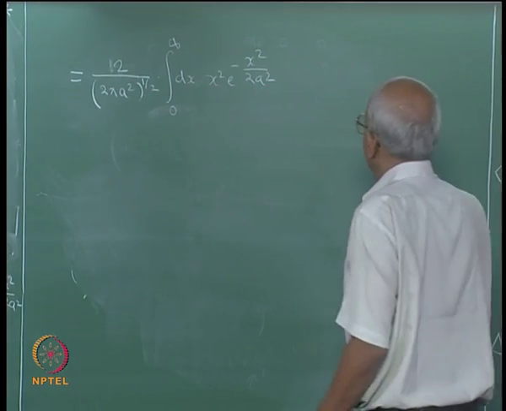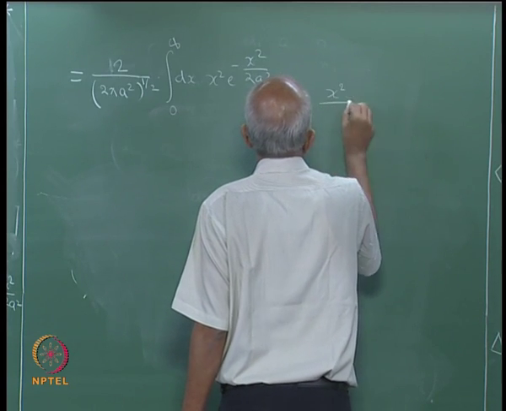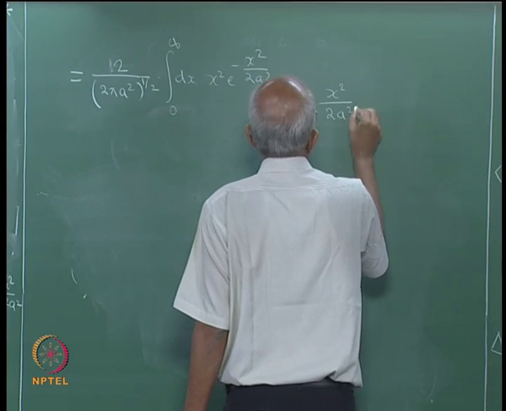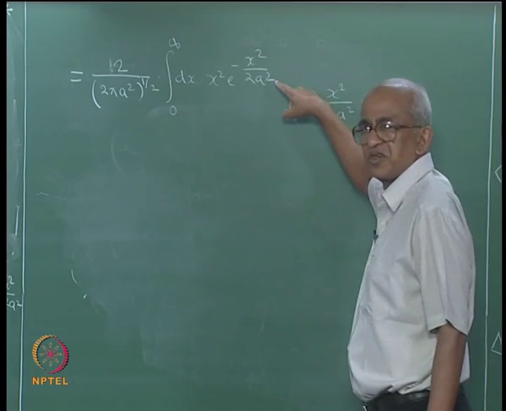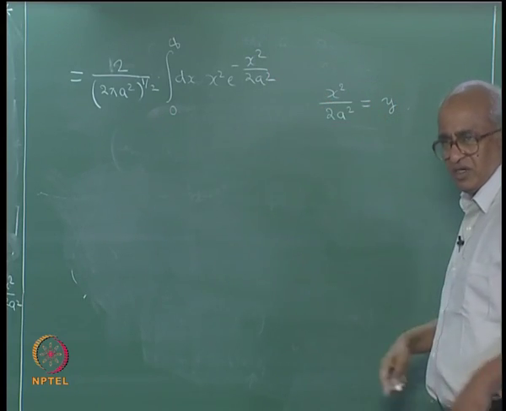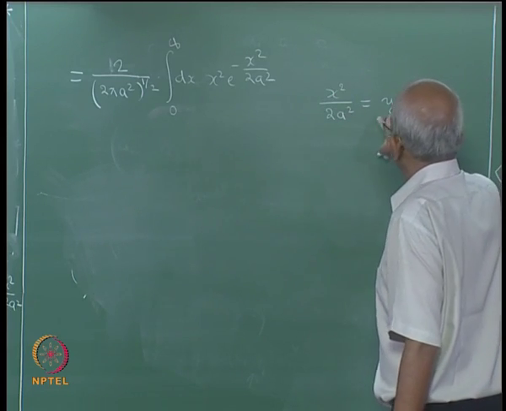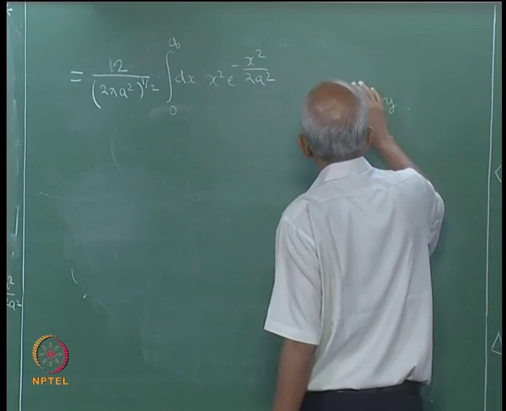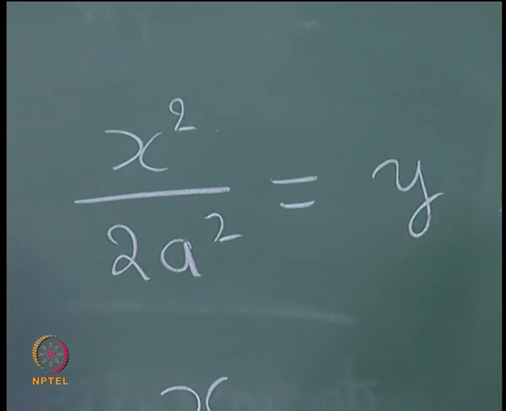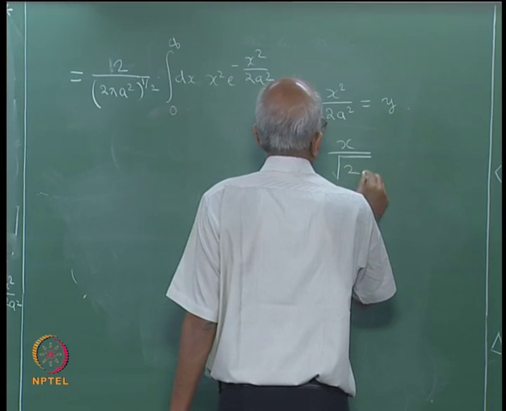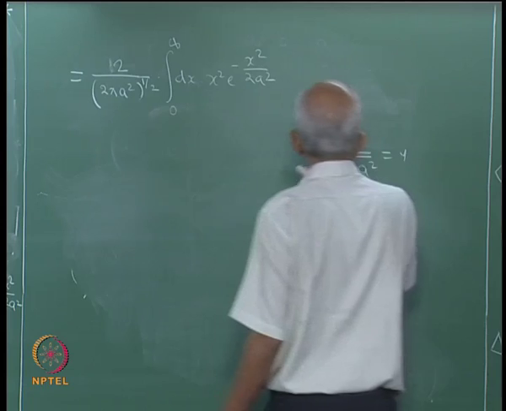And the next thing that I will do is I will make a substitution. What is the substitution that I will do? X square by 2 a square, I am going to say it is equal to y, because I have e to the power of minus x square by 2 a square. I want to simplify the appearance of this. So, x square by 2 a square is equal to y, or maybe instead I could say x divided by square root of 2 a square is equal to y. That is my substitution, that is better.